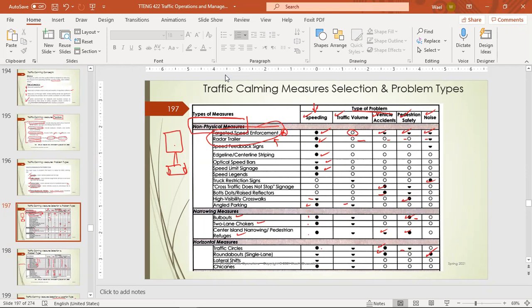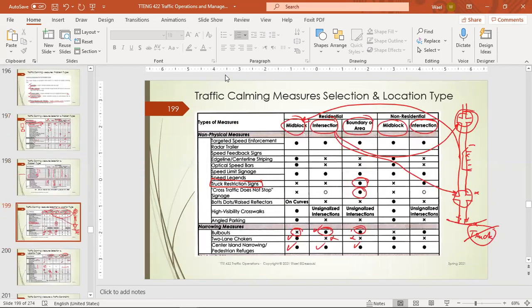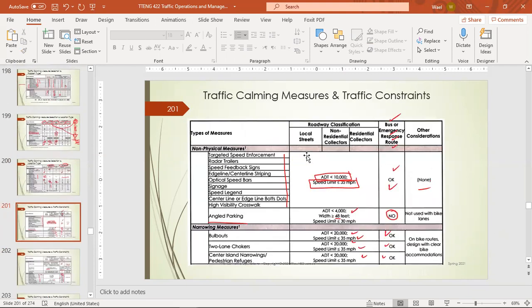Okay. Let's see if we can do that or not. There is a condition here. It says the location type, where can we apply these? But there's a criteria also for the traffic constraints.